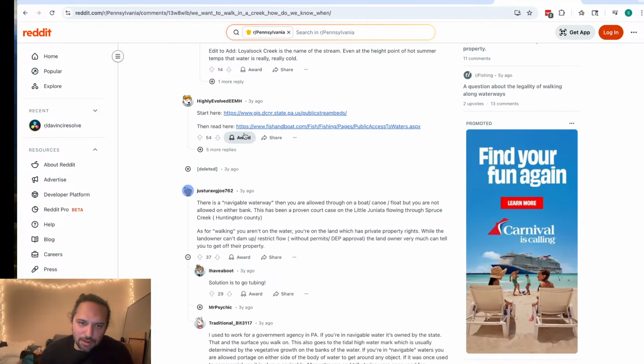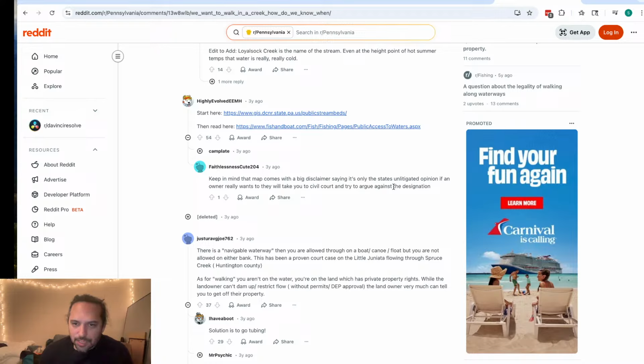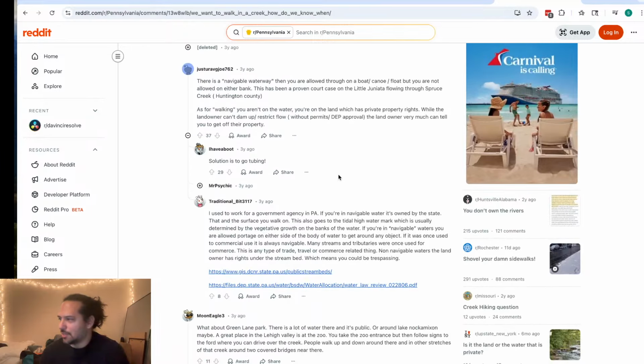Start here, then read here. Keep in mind the map comes with a big disclaimer saying it's only the state's unlitigated opinion. If an owner really wants to, they will take you to civil court and try to argue against the designation. So it's kind of a bad idea, right? Yeah. Kind of a bad idea.